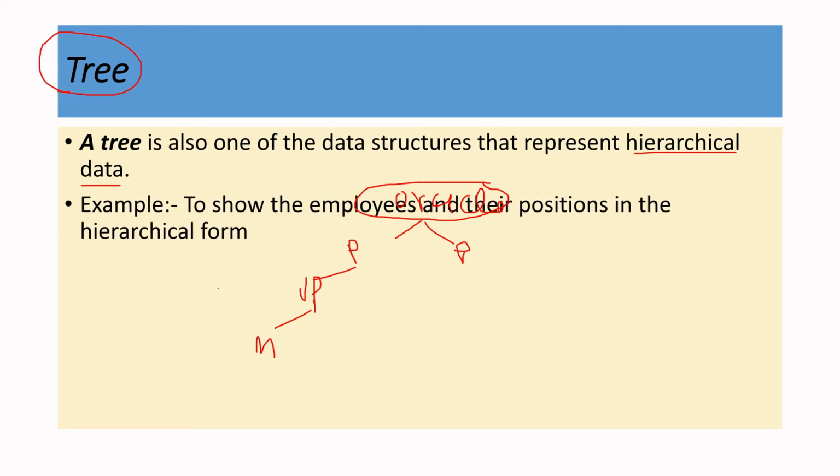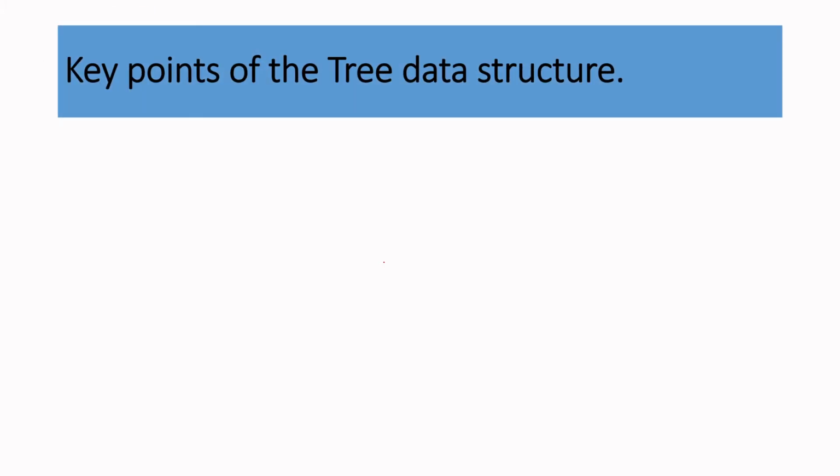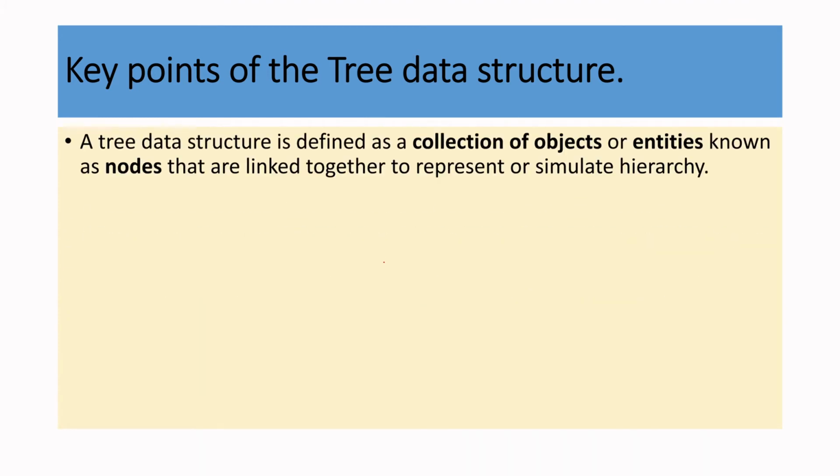Next, the key points of the tree data structure that we have to follow. A tree data structure is defined as a collection of objects or entities, so it is known as a node. Each node is a collection of objects or entities that are linked together to represent the hierarchy, right? I have just given an example.